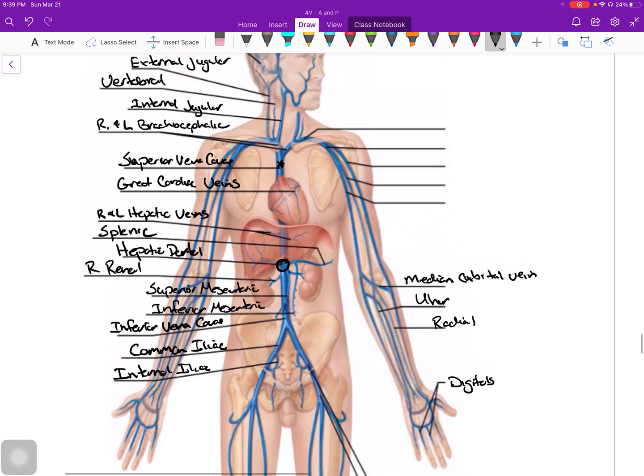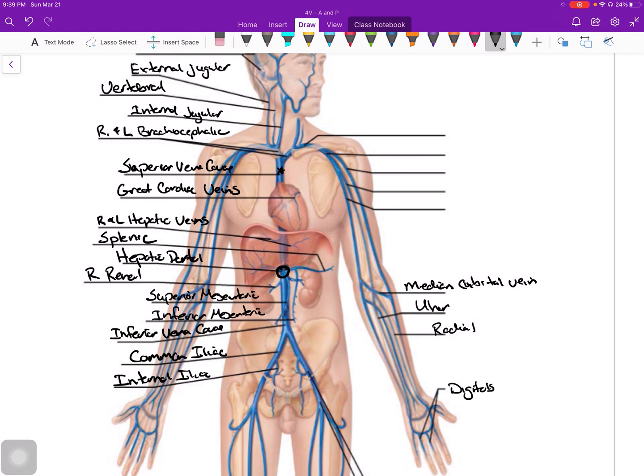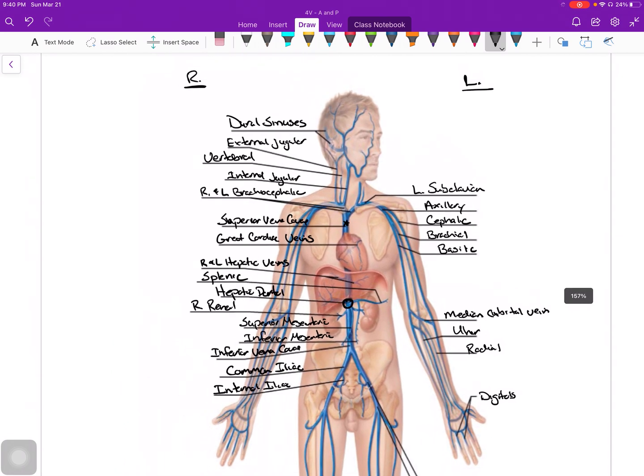The most interior is the basilic. In the middle, you have the brachial. Then you have the cephalic. Under the arm, you have the axillary. And here you have your left subclavian. All right, and that would be all of the veins.